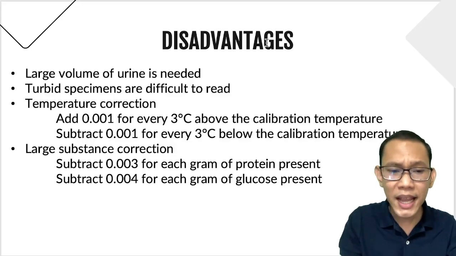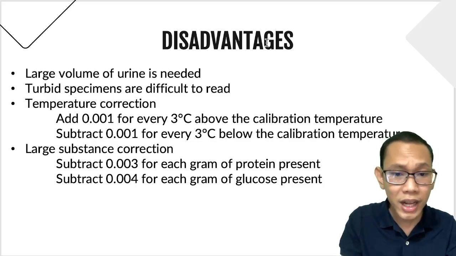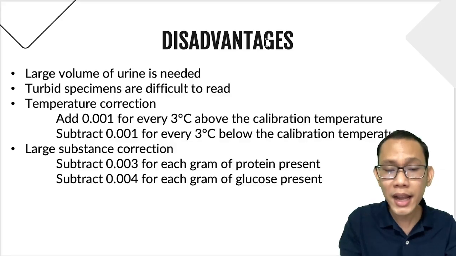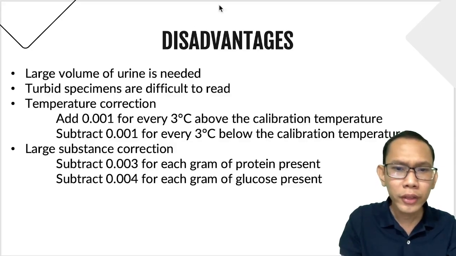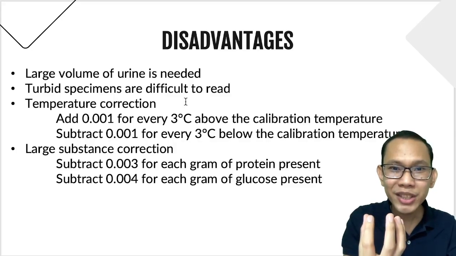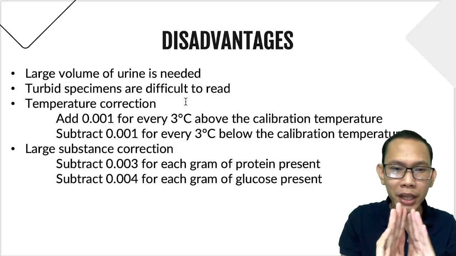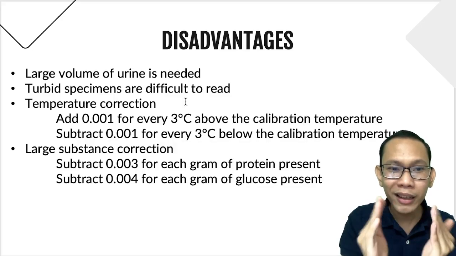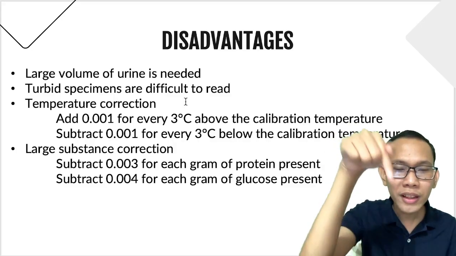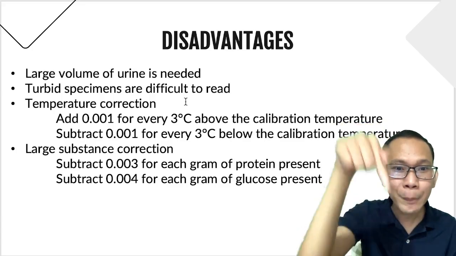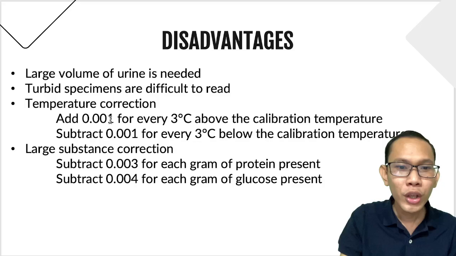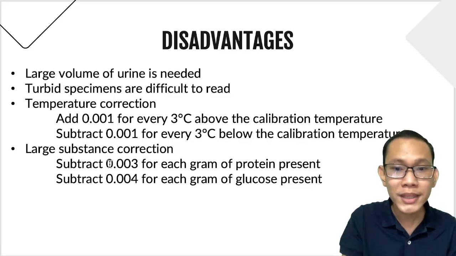Remember, this is less accurate than the other methods, and it is not recommended by the CLSI, the Clinical and Laboratory Standards Institute. It is not recommended because there are a lot of disadvantages: a large volume is needed, and turbid specimens are difficult to read. Of course, a turbid specimen has a lot of sediments. Would you think your urinometer will be able to sink? Our urinometer will have difficulty. And then you will have to do a lot of corrections: temperature correction and large substance correction.